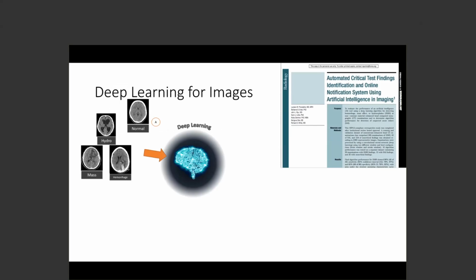So what we try to do with artificial intelligence is to see if we could prioritize the studies not based on the time that they were ordered, but based on the image findings, leveraging deep learning, which is a form of artificial intelligence. We included in that algorithm several examples of critical findings, including hydrocephalus, hemorrhage, and mass effect, and provided also examples of normal. We developed an algorithm leveraging deep learning with an ROC of 0.91 to detect those intracranial hemorrhages, mass effect, and hydrocephalus.